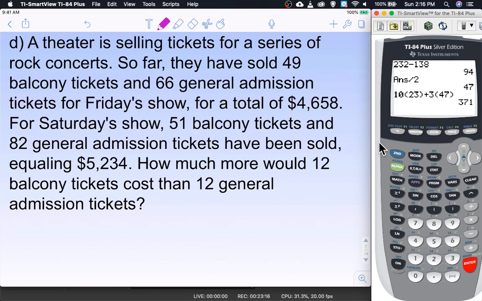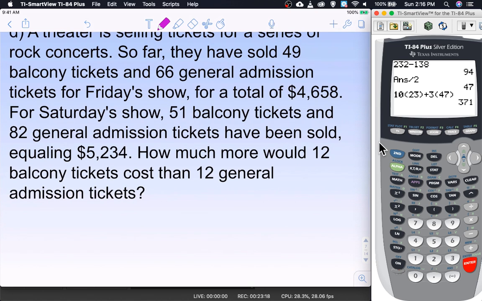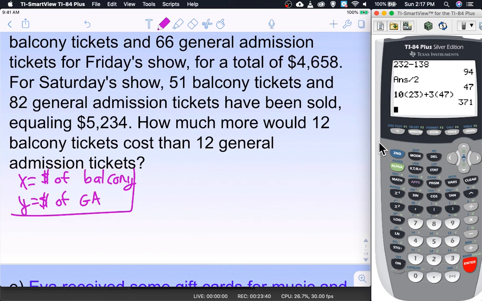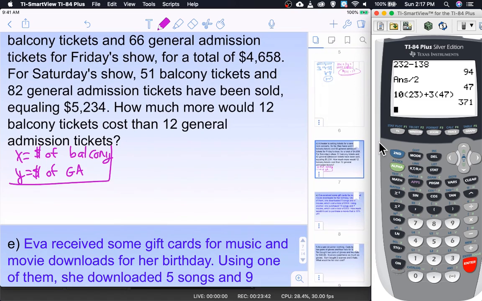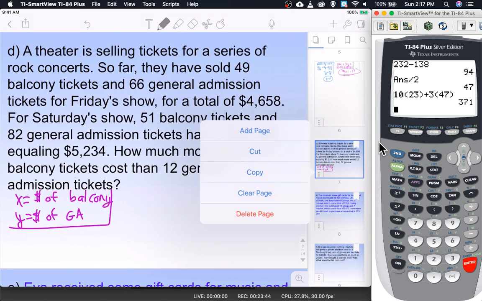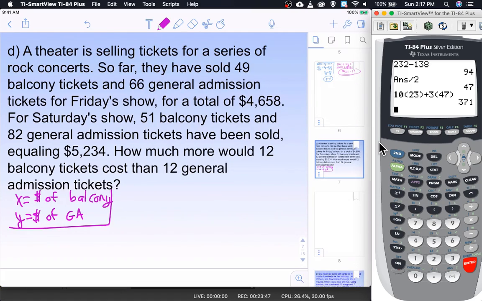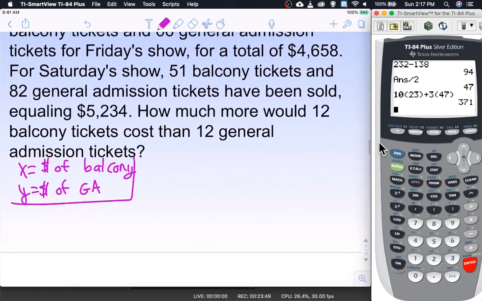Okay, so things we don't know, like our variables, defining variables. We don't know the cost of the balcony tickets or the general admission. So this is going to be the cost of balcony and the cost of general admission tickets. Okay, so that's my variables, and I'm going to again add another page because, well, I need to. Because I'm definitely not going to have enough space to work this problem. It's just not enough.